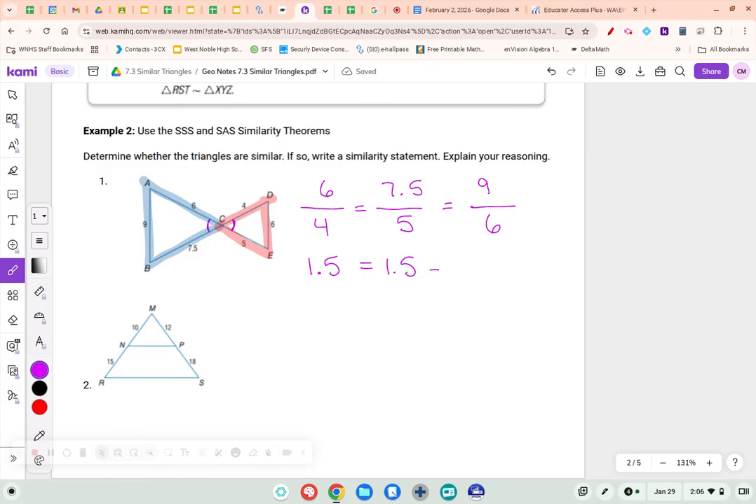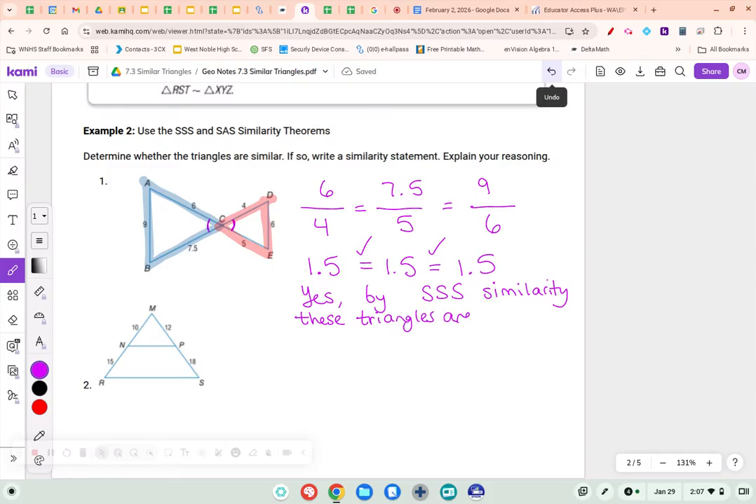So I'm checking on my calculator right now. These all are the decimal 1.5 when I divide them. So since they are all the same, we can say yes by side, side, side, and we have to specifically say similarity. Sorry, spelled it wrong. Similarity, there we go. These triangles are similar.